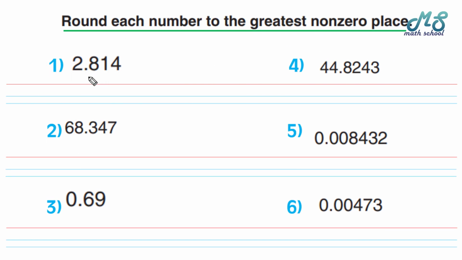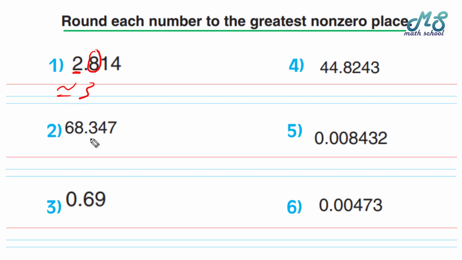Next, round each number to the greatest non-zero place. Ask yourself, which place is the greatest place? It will be 2. So underline 2, and 2 is a non-zero place. And circle the right digit and apply the same rule. Now the circled digit is 8. Now you can change 2 to be 3. Now it's rounded to be 3.